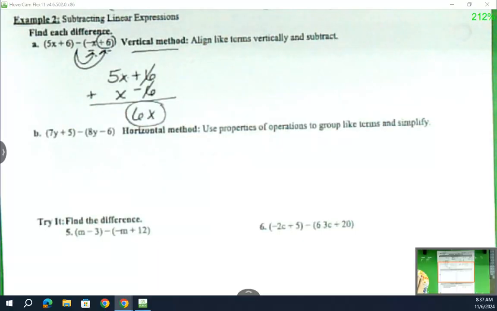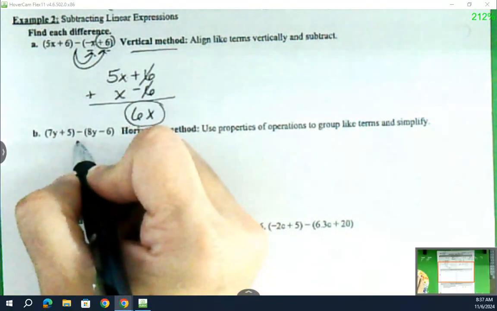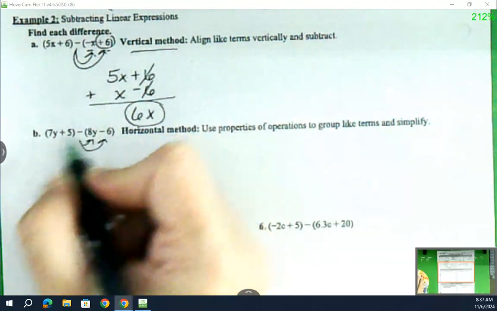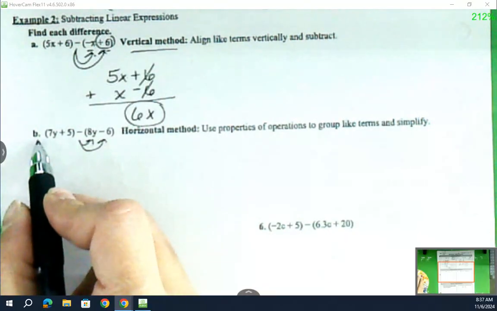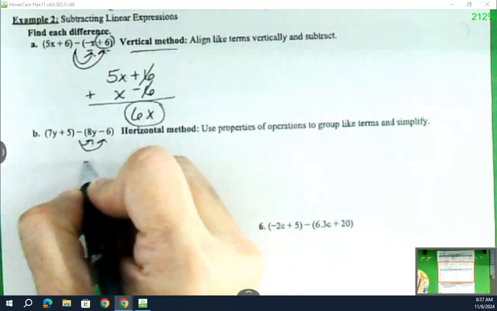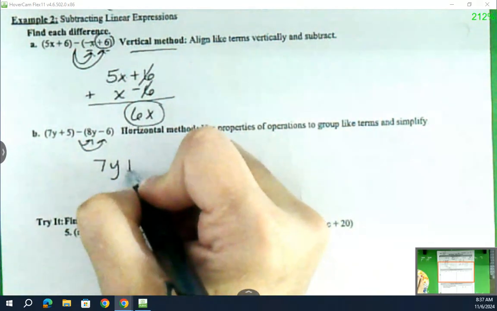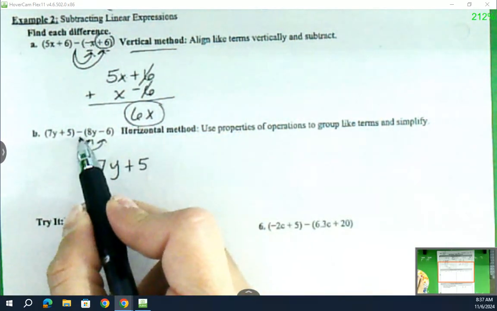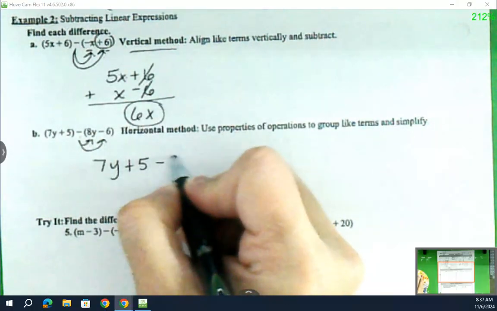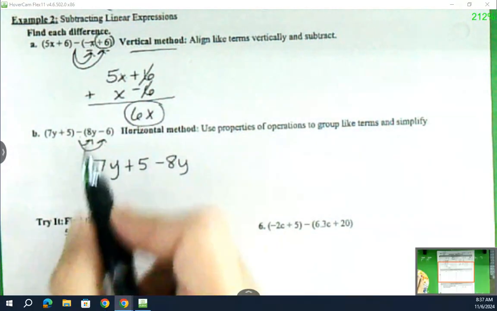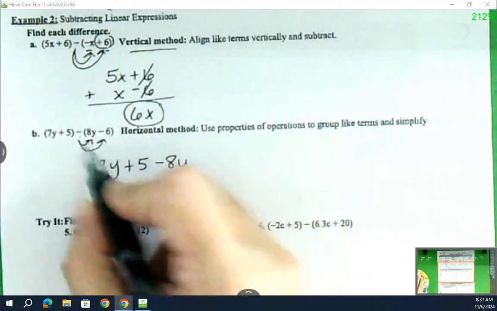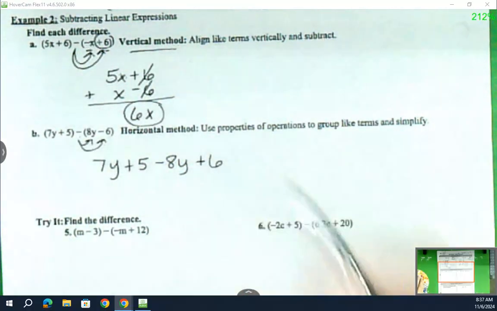In the horizontal method, we're going to do the exact same thing here, but just going across. So we still have opposite here. We don't have a sign or a number in front, so we're just going to drop the parentheses on this first term. So when we rewrite this problem, we're going to have 7y plus 5. The opposite of 8y is minus 8y or negative 8y. And the opposite of subtracting 6 would be to add 6.